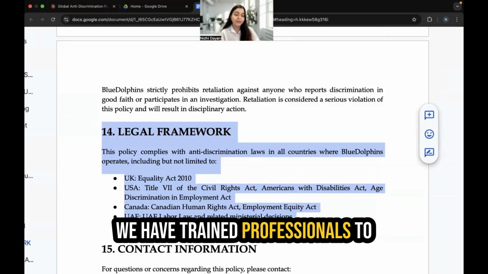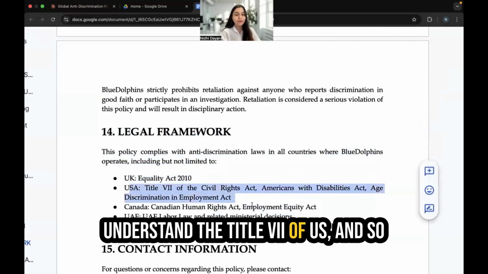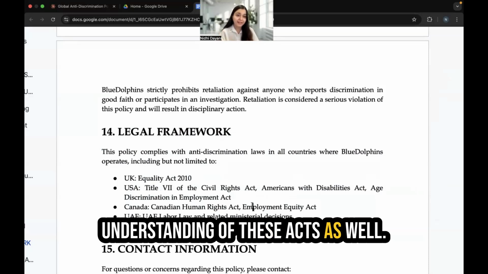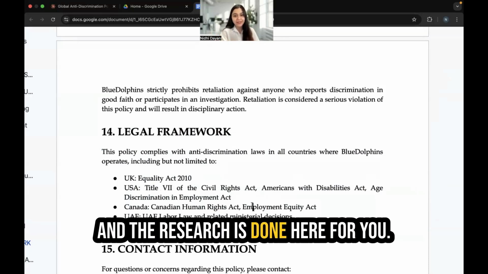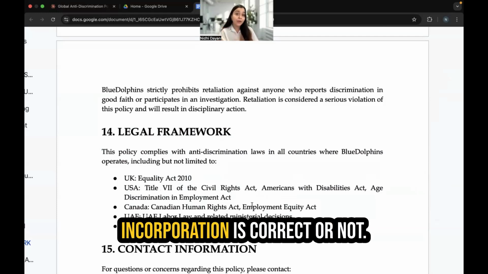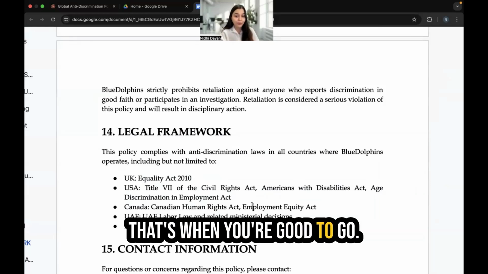We have trained professionals to understand the Equality Act of UK, to understand Title 7 of US, and so on and so forth. So you have a deeper understanding of these acts as well. And the research is done here for you. You just need to be in a position to understand whether the incorporation is correct or not, whether it needs edits or not. That's when you're good to go.